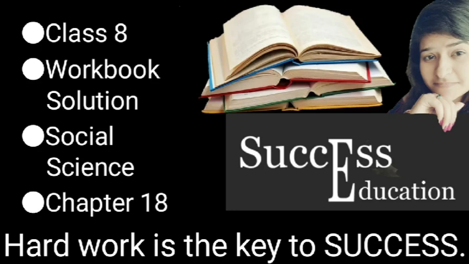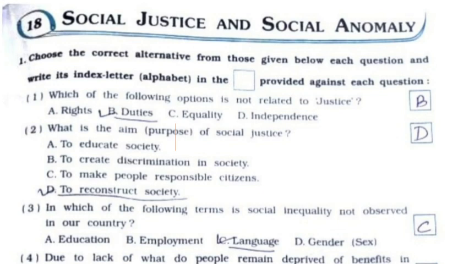Today we'll be doing the workbook solution for social science for standard 8, chapter number 18, that is social justice and social anomaly.